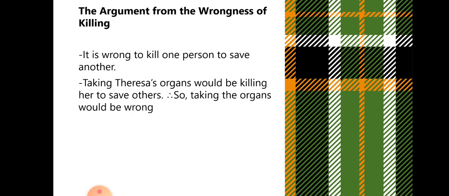The argument from the wrongness of killing. It is wrong to kill one person to save another. Now, here in the Philippines, we are a very religious country, and most Filipinos are very religious and family centered. Even to the point that we take good care of those who are ill up until their last breath, because that's the composition of Filipino values. We value family so much that other medical options that will harm one family member are not usually practiced here in the Philippines. Taking Teresa's organs would be killing her to save others. So taking the organs would be wrong.